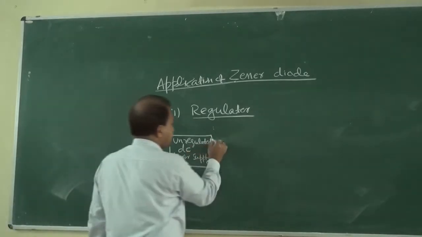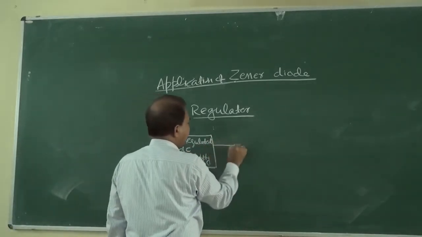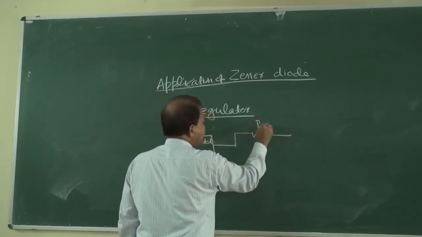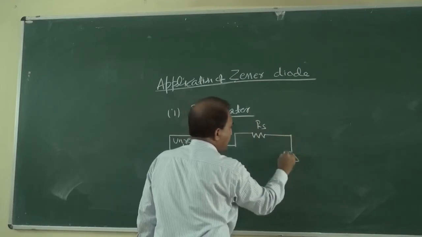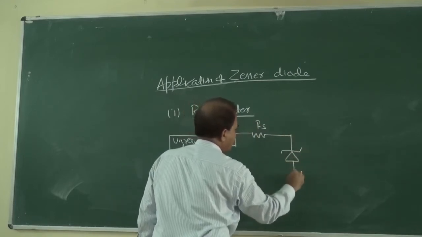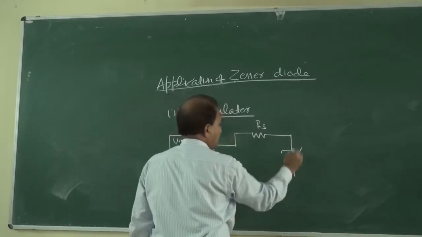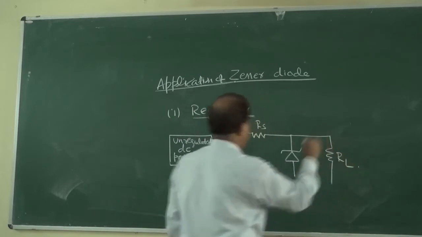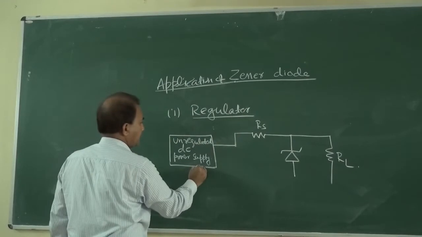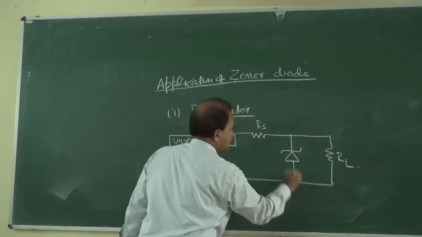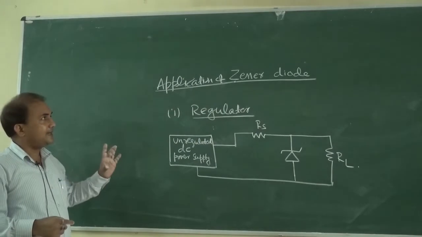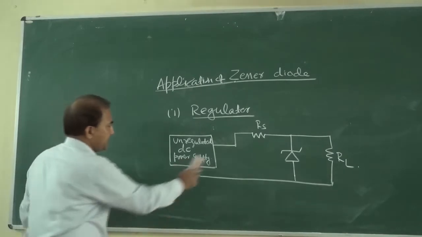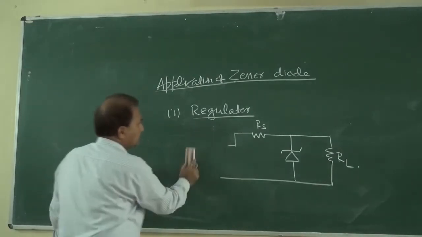Okay, then it is connected to a series resistor RS. This is the Zener diode, and this is RL. Okay, like this. So this is the circuit diagram of a regulator circuit. So the unregulated power supply can be replaced with this voltage.